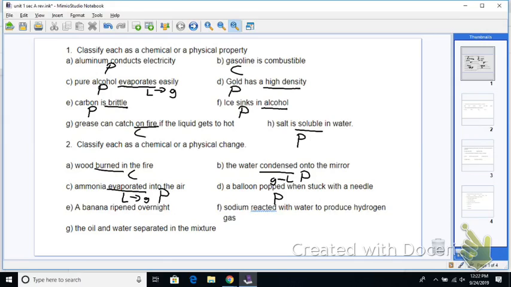The oil and the water separated in the mixture. Oh, I'm sorry. The banana ripened overnight. You have a different smell. It changes color, right? Banana. So that would be chemical. Sodium reacted with water to produce hydrogen gas.